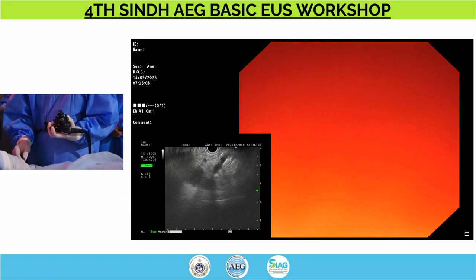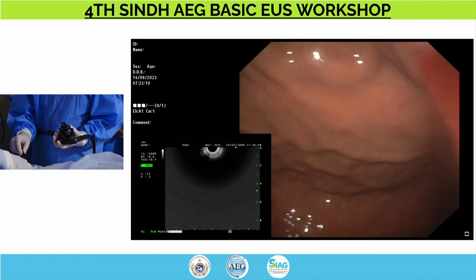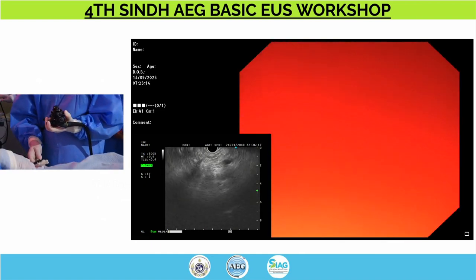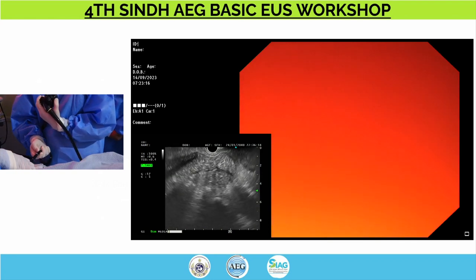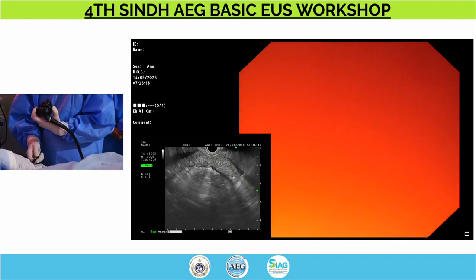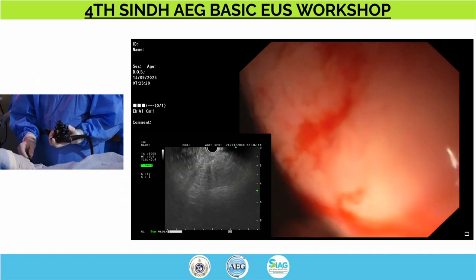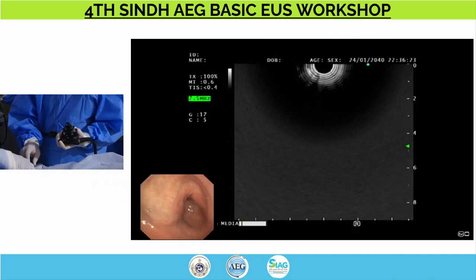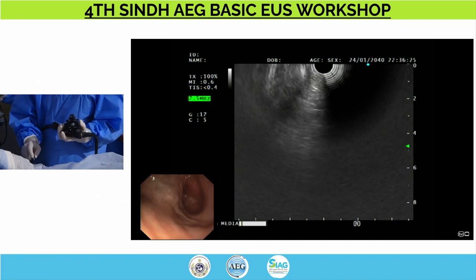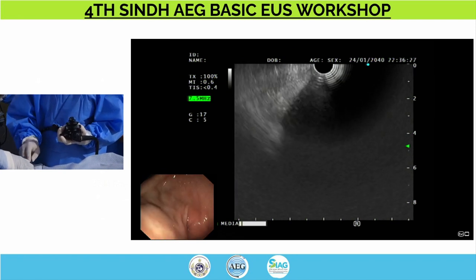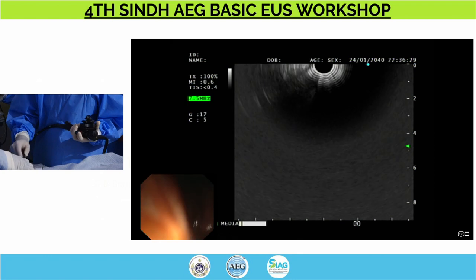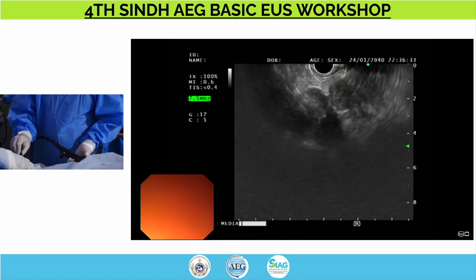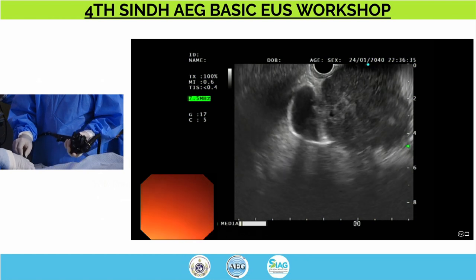Based on the CT, Dr. Hassan, I think it is along the lesser curvature. So we're just taking a look here to make sure that we're not incrementally missing anything. And here we see the pancreas. There's something. So I'm going to slowly advance my scope down. And okay, so there it is. Yeah, it's in the antral area.